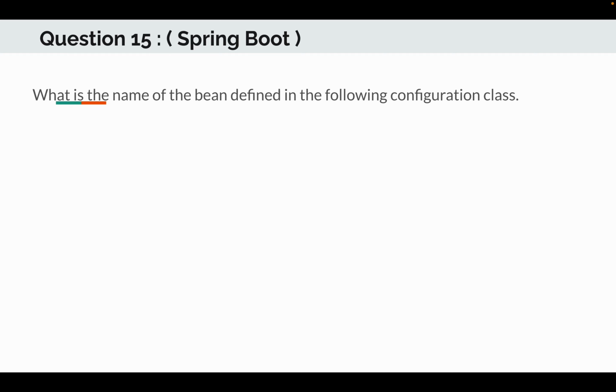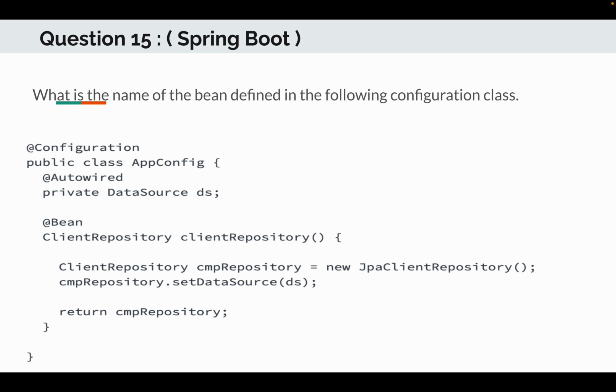Moving to question number 15 for Spring Boot. What is the name of the bean defined in the following configuration class? So if you look, the class is annotated with @Configuration and the class name is AppConfig. It has an autowired field called ds of type DataSource. And there is another, if you see, the annotation @Bean on the method clientRepository. You can go through this code snippet.